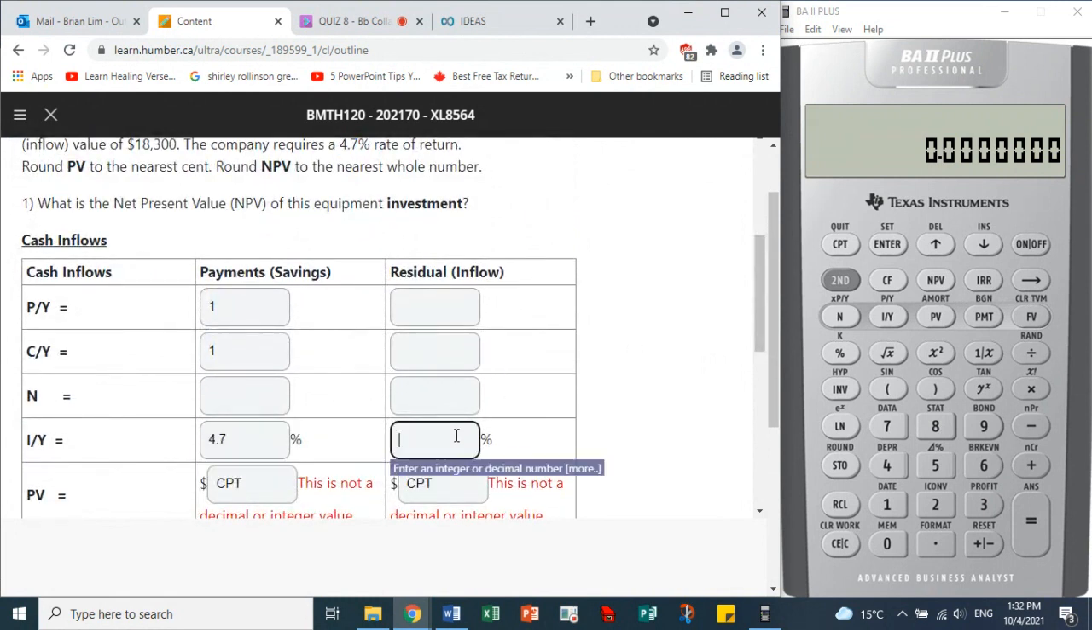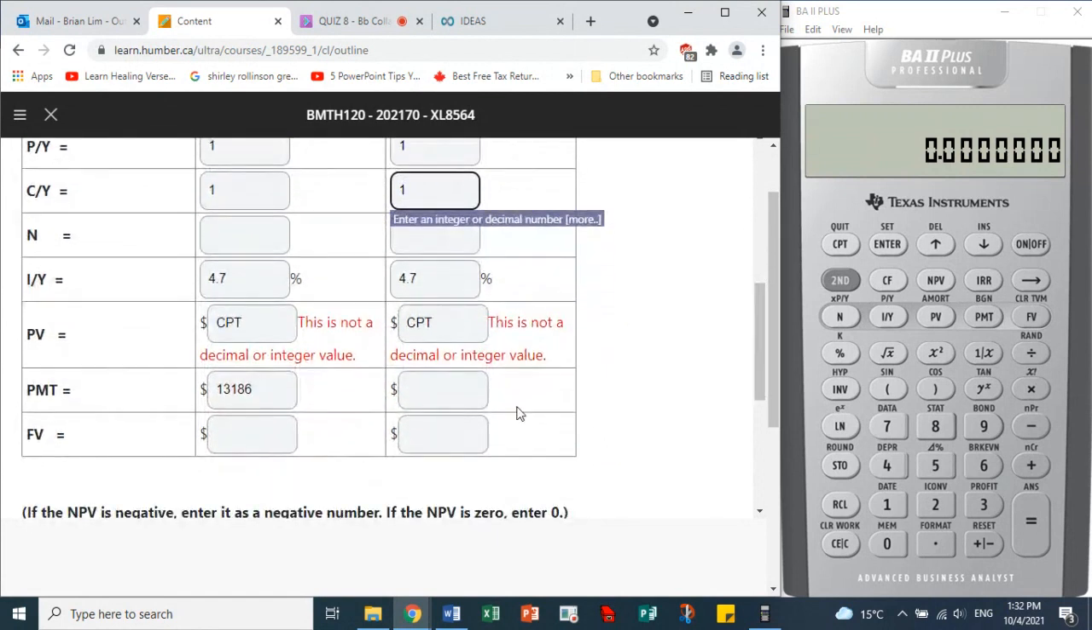And if you wish, we could also fill in over here. Okay, so these will also be 1 and 1. All right, and then we can see what other numbers are required. Now here, the future value would be 0.